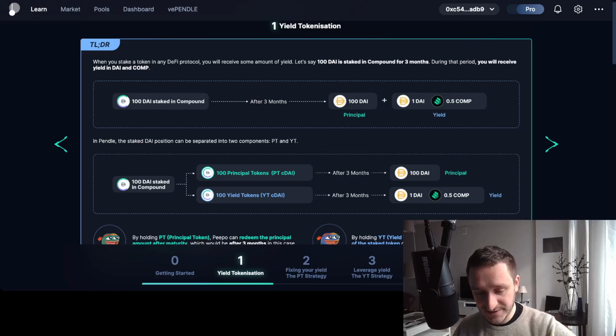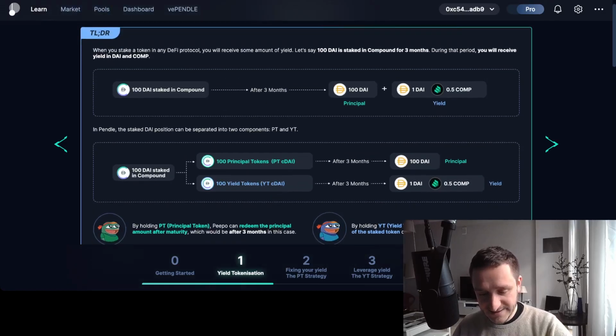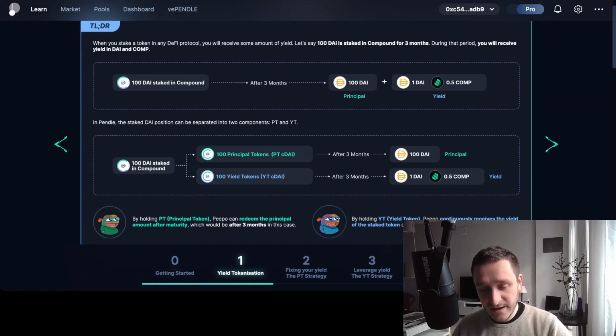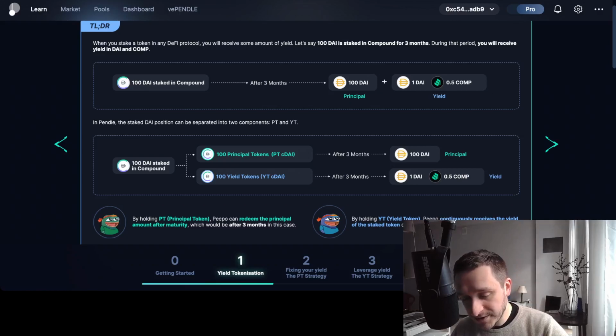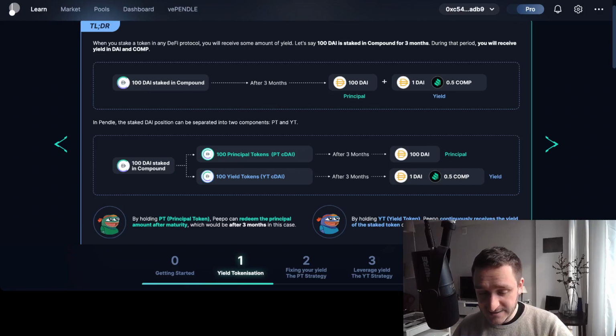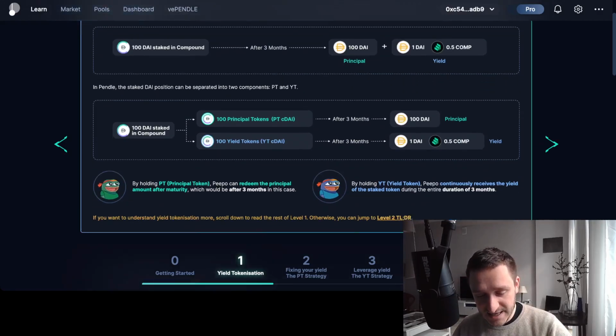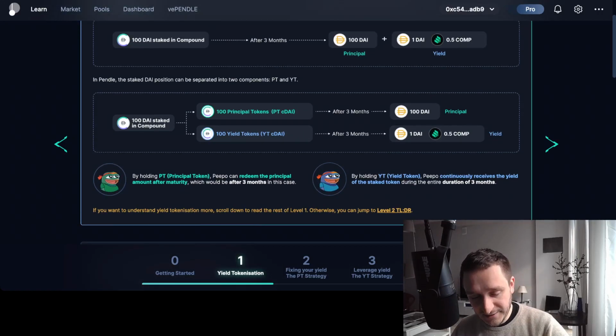This is the example that they give. TLDR is that, for example, you want to stake 100 DAI into Compound, and after 3 months this will be 100 DAI, the principal still, so the amount you staked in, but then there will be yield of like 1 DAI plus 0.5 COMP tokens. So what they do in Pendle is that they divide that into two tokens. You have principal tokens, PT-cDAI, and then you have yield tokens, YT-cDAI.